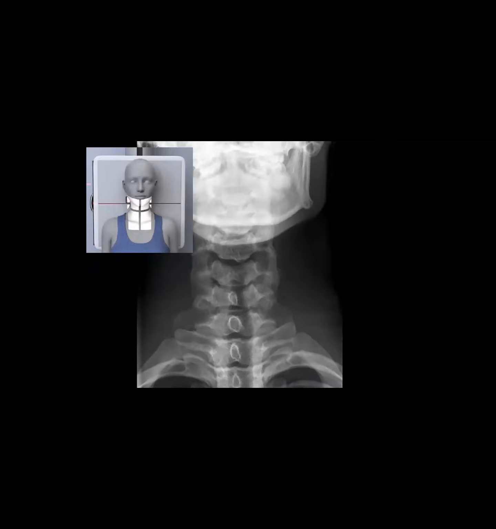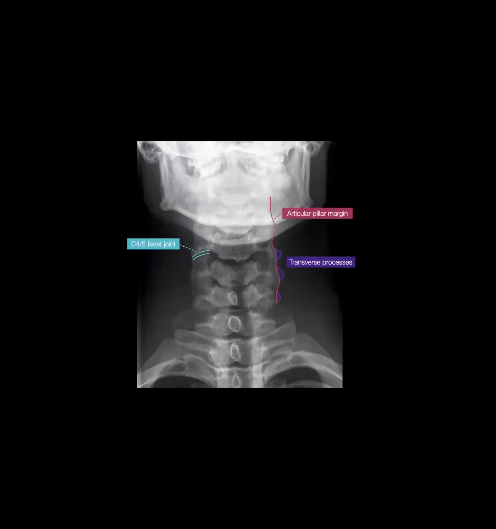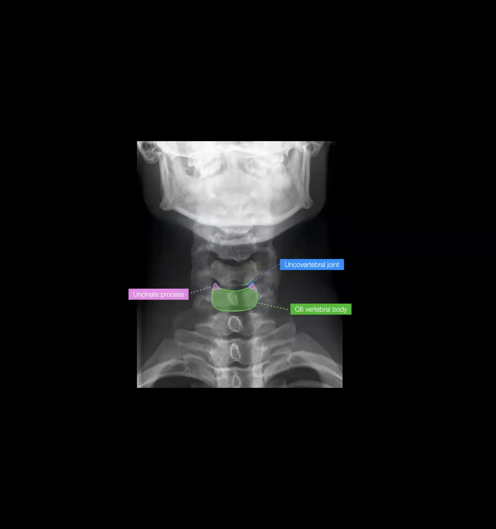Frontal X-ray of the cervical spine, showing here the facet joint between C4 and C5, and the articular pillar margin and the transverse processes. Here the spinous process is superimposed over the laminae and the body, the uncinate processes in pink, and the uncovertebral joint. The transverse process of C7 projects downward while that of T1 projects upward.